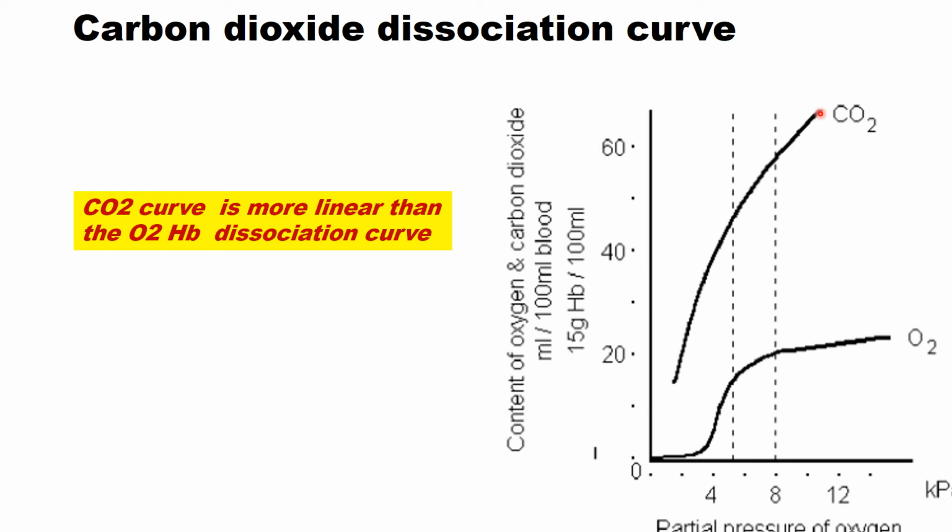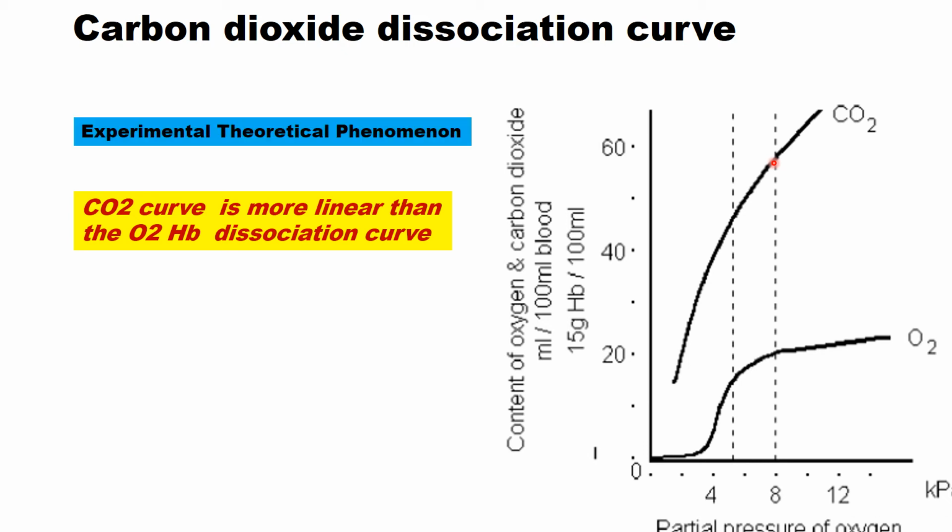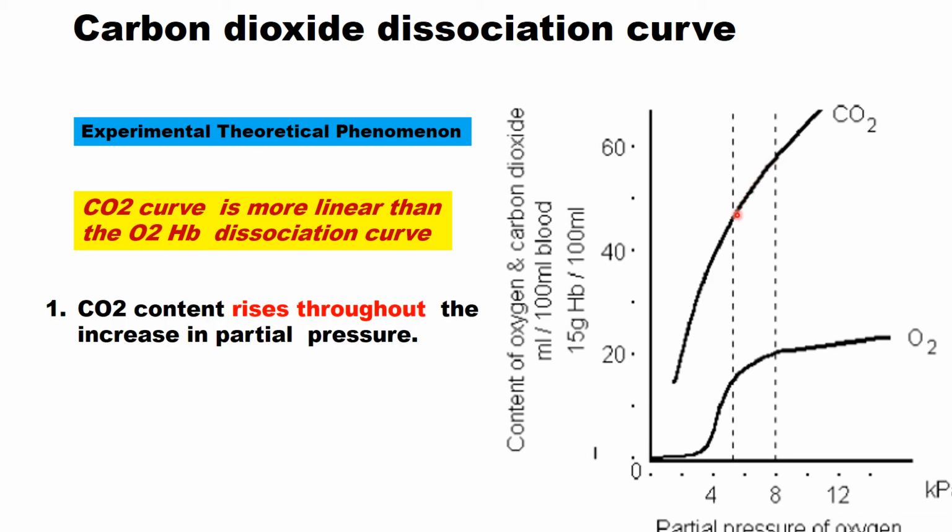One thing that you must notice in this graph is that the physiological range of partial pressure of carbon dioxide is between 40 to 45. So we have extrapolated this graph of the partial pressure of carbon dioxide. Therefore it is more of an experimental or theoretical phenomenon and not a physiological phenomenon, because it operates in a range of 40 to 45 only.